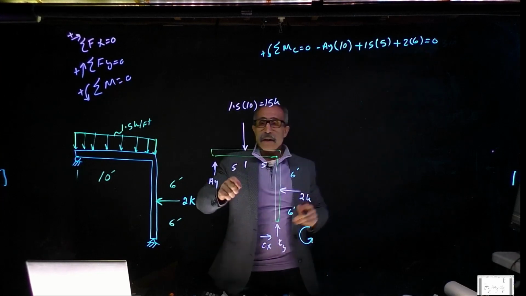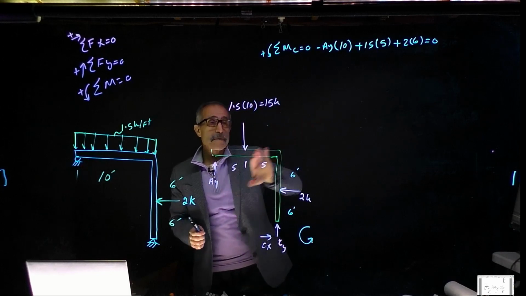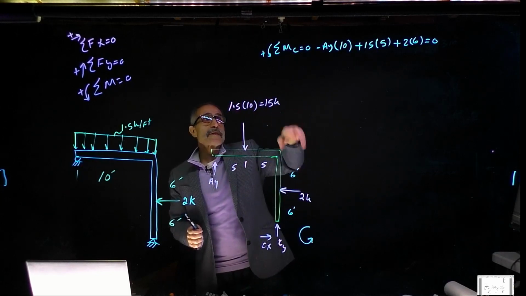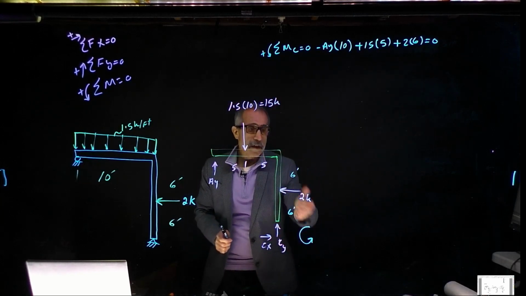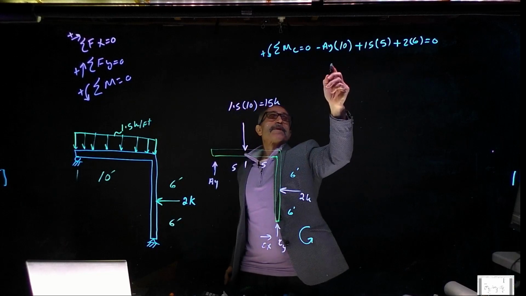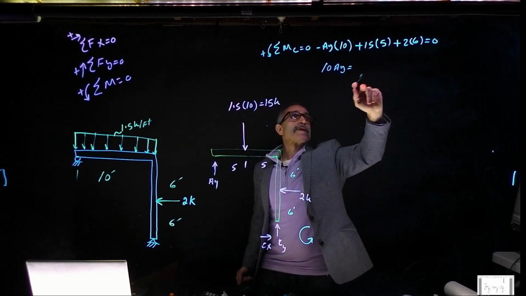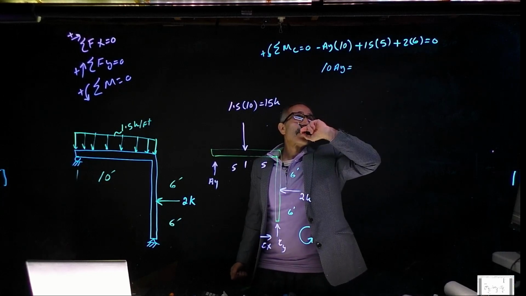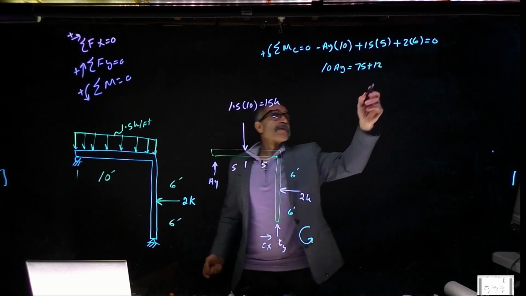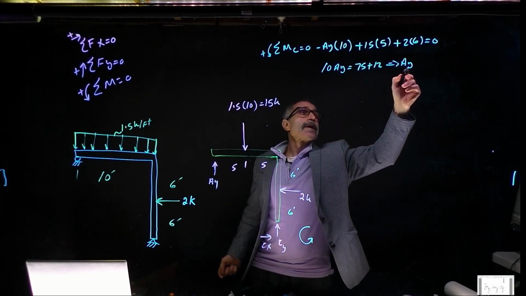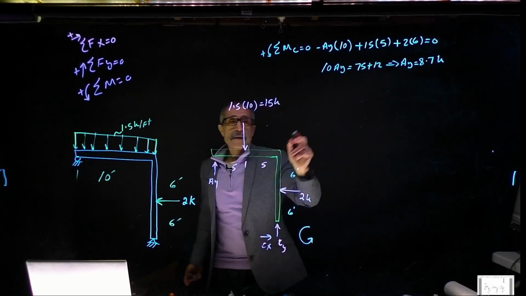Let's review this. Okay, this is going this way, so it's going to be clockwise, which is opposite of this, so it's negative. This is going counterclockwise. This is going counterclockwise. So if we add all that up, it's going to be 10 AY equals 15 times 5 plus 2 times 6, which is 12. So that's 75. Therefore, AY comes out to 8.7 kip. And the rest of them are easy.